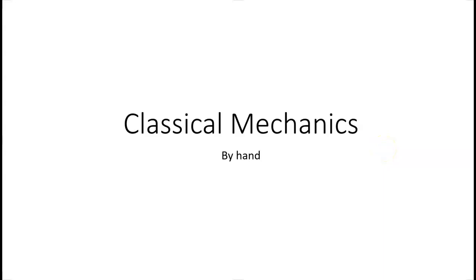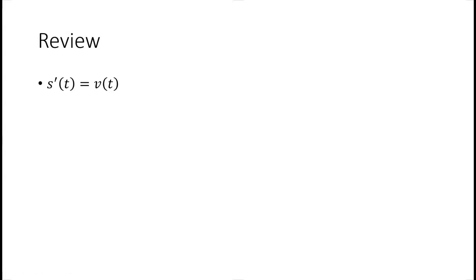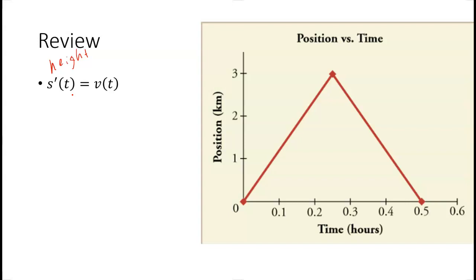So here's the classical mechanics by hand. We looked at it a little bit in class, but here's going through it again in some detail. As a review, position, or we tend to think of it as height right now, but you may also hear the term displacement. The derivative of height or displacement is velocity. So if I have a position versus time graph, then the derivative of it should be velocity.